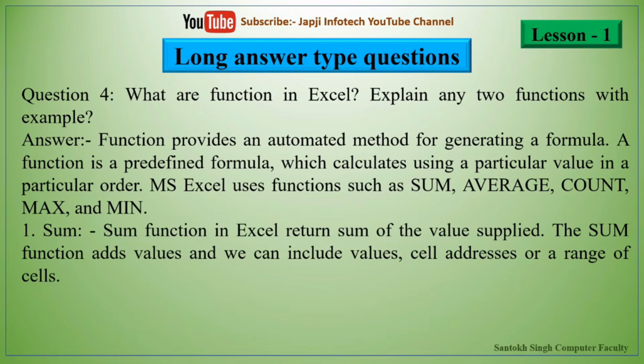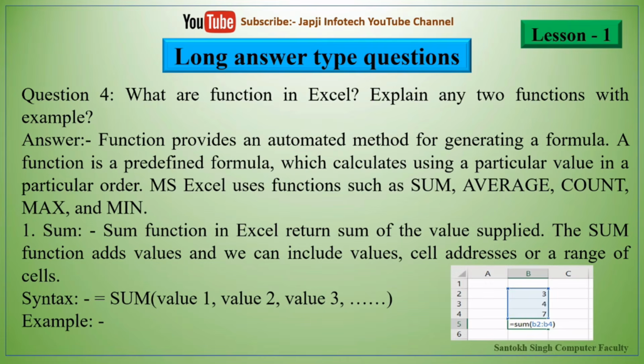So the first function is sum. The sum function in Excel returns the sum of the values supplied. The sum function adds values and we can include values, cell addresses or a range of cells. The syntax is equal to sum, left parenthesis, value 1, value 2, value 3 and so on, then close the right parenthesis. Example.